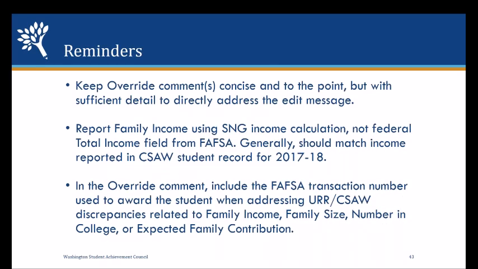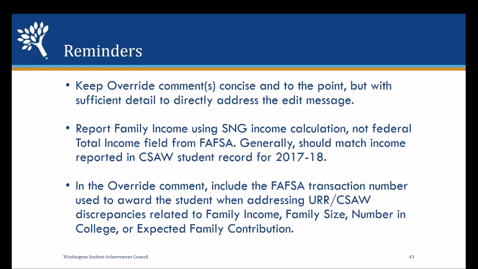Some reminders that you need to keep in mind. Keep your override comments concise and to the point, but with sufficient detail to directly address the edit message. Report family income using the SNG income calculation, not the federal total income field from the FAFSA. We're asking for two separate things. Generally, you should match the income reported in the CSV student record for the 2017-18 unit record.